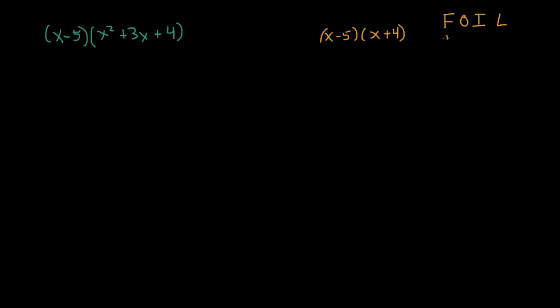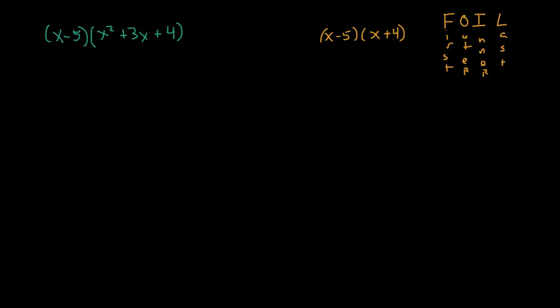Okay, FOIL stands for first, outer, inner, and last. So you multiply the two first terms in each of those polynomials. Now specifically those are binomials because they only have 2 terms each. So you multiply the first 2 terms, then you multiply the outer 2 terms.